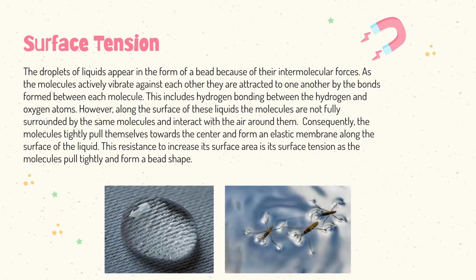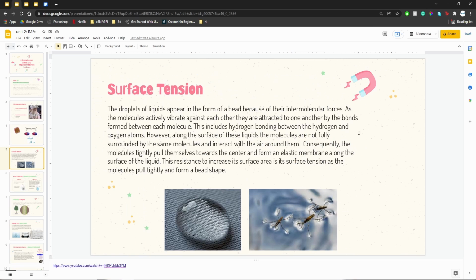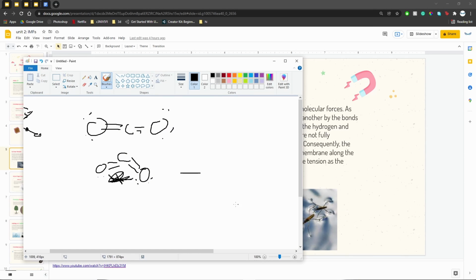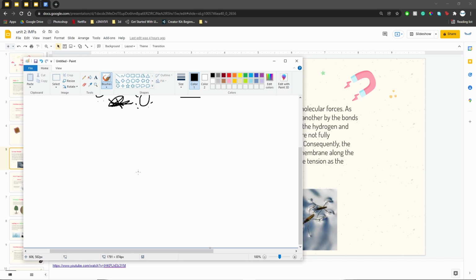They're hydrogen bonds, and this includes hydrogen bonding between the hydrogen and oxygen atoms. The reason why it forms this bead shape is because some of the molecules are not fully surrounded by the same molecules. They have air, the upper layer. So for instance, let me go ahead and get this again. We have all of our water molecules bonding, having fun, disco party, interacting with each other.